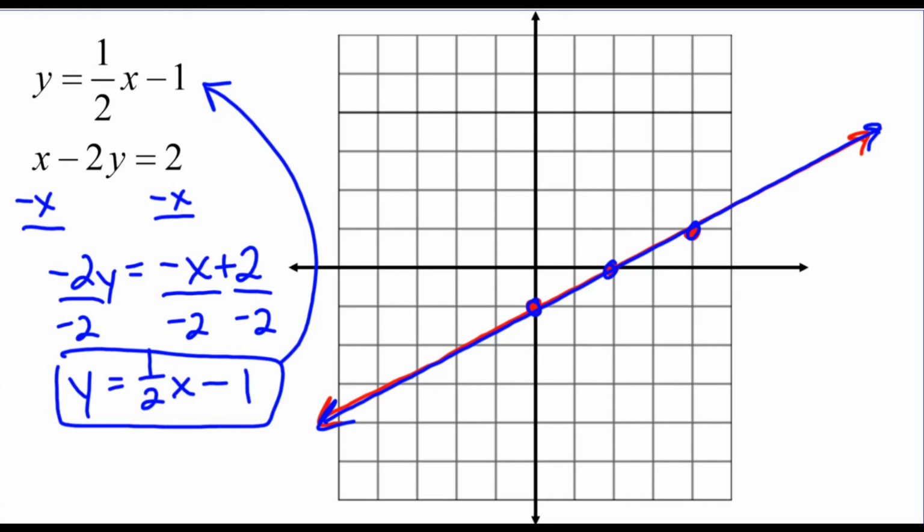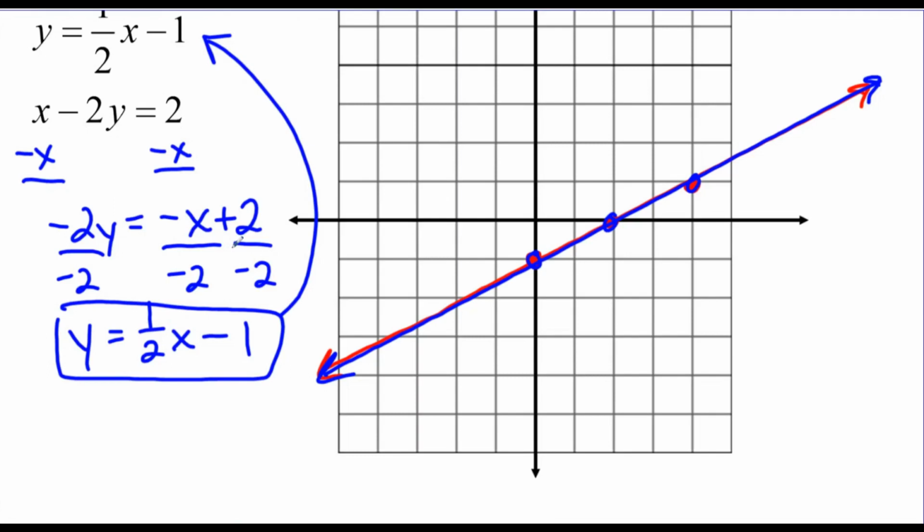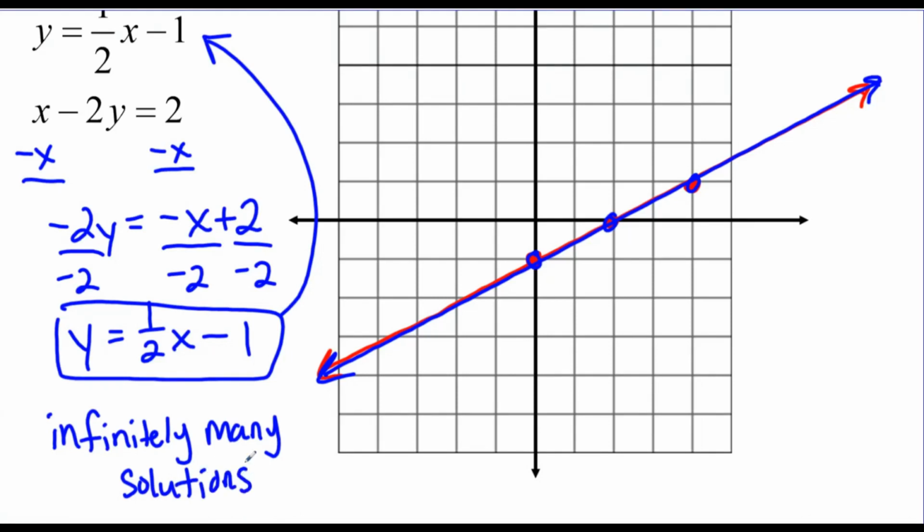So how many points or ordered pairs are going to be a solution to both of these? Well, there's an infinite number. There's an unlimited number of solutions to this system of equations. So we just say, in this case, there are infinitely many solutions. So when we run into the same line, we have infinitely many solutions.